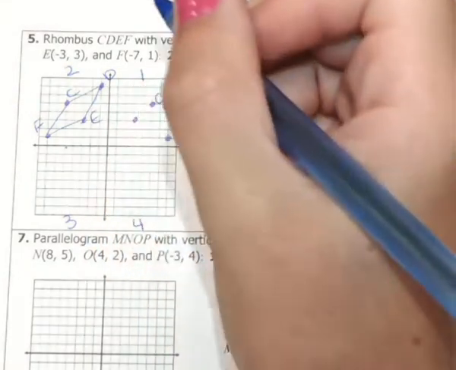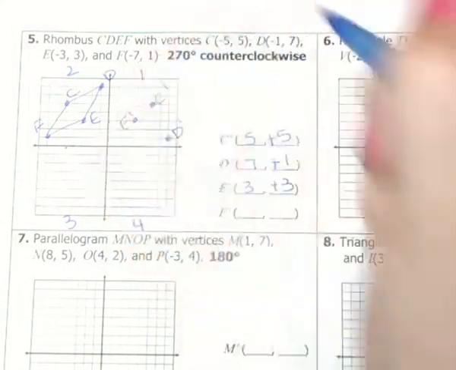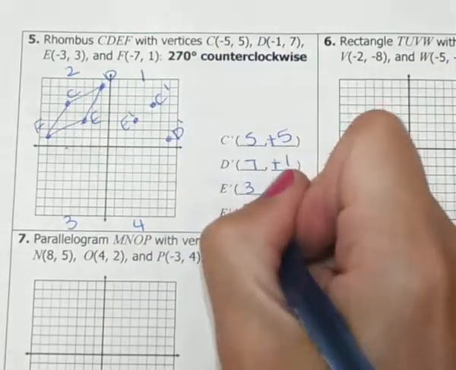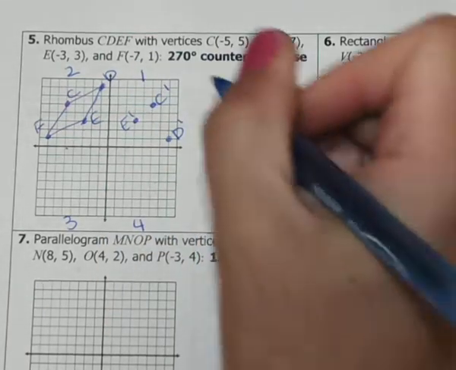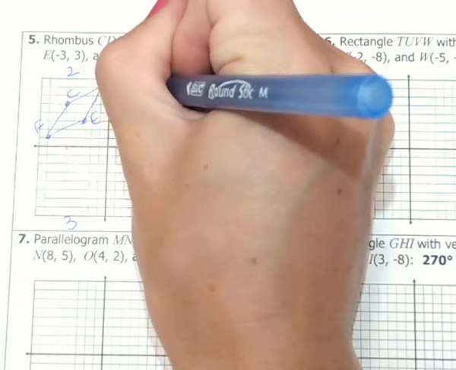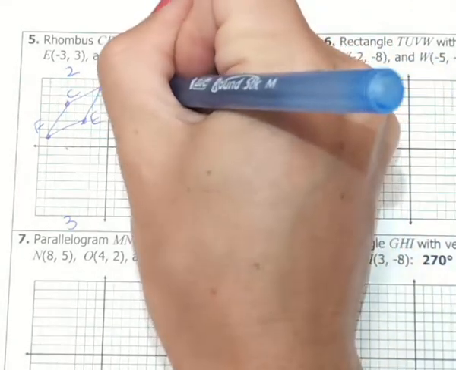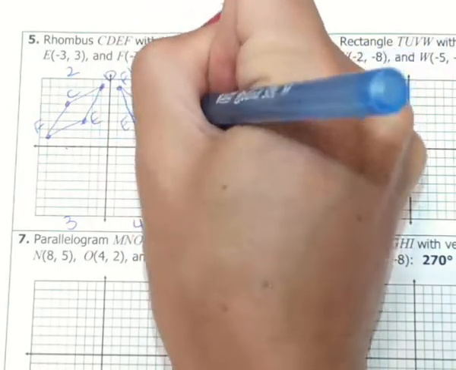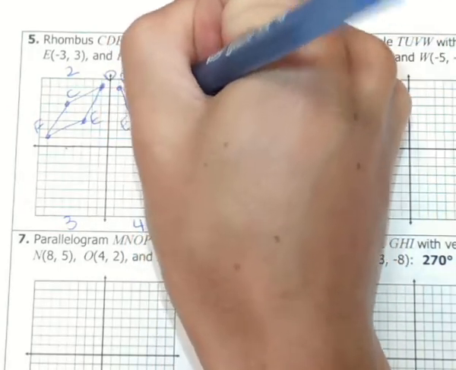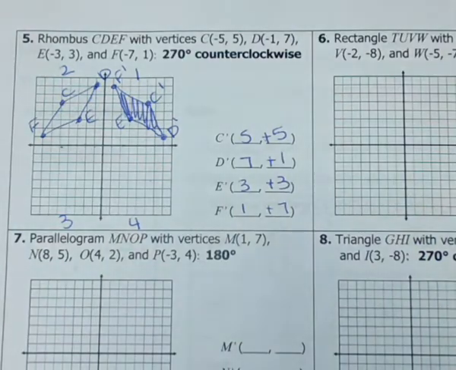All right. Last one, F prime, flip it and change the sign of the new second number, 1, 7. Go ahead and connect and shade in your final image in quadrant 1.